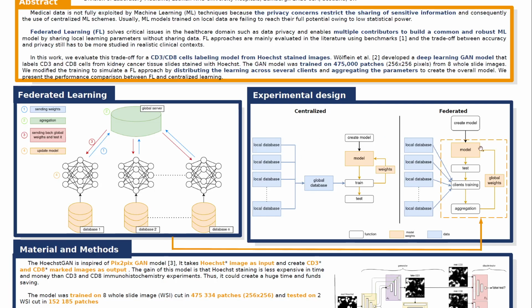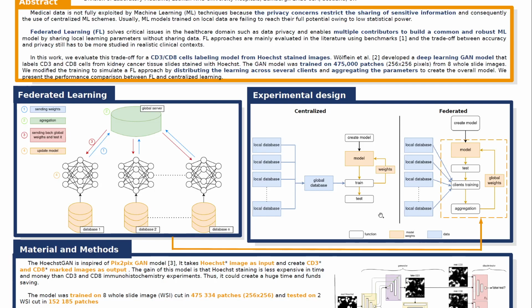So here in the experimental design part, we can see the difference in the algorithm approach between centralized and federated. The main difference is about the global database here. So in centralized, we put all the local databases in one global database, and then we train the model on this global database. In federated, it's a bit different.